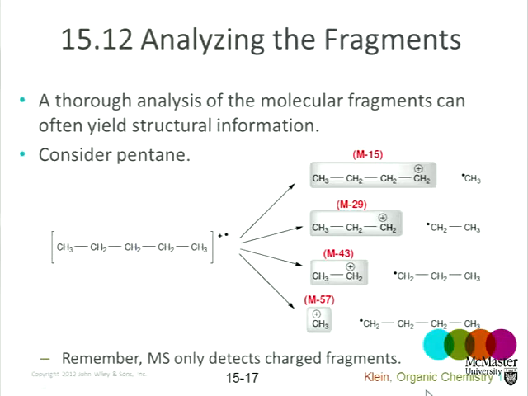Those radicals aren't charged. They don't get separated and detected in the mass spectrometer because they have no charge. Mass spectrometry measures mass to charge. But the cation fragments are charged. They will accelerate in the mass spectrometer towards a negatively charged plate, make a beam, and separate the beam by mass to charge. So we see the fragment ions only, not the fragment radicals, but the fragment ions.